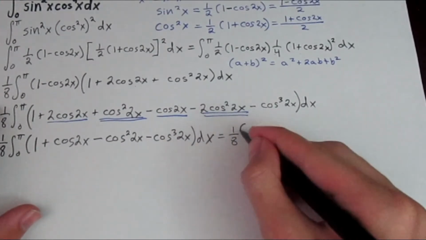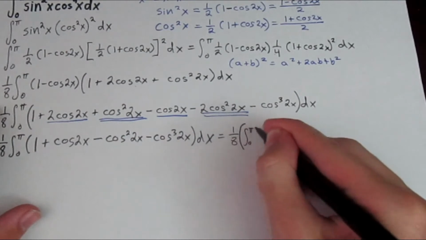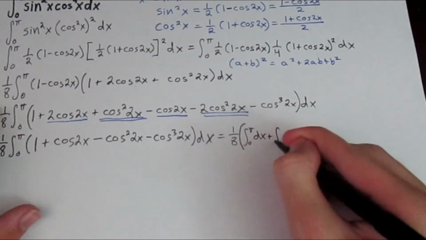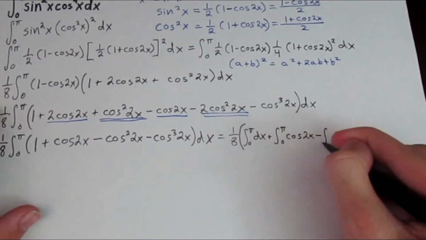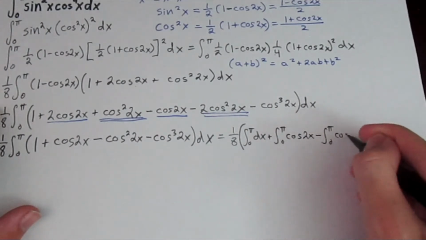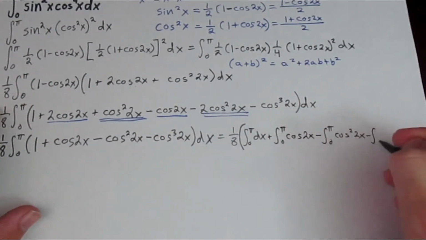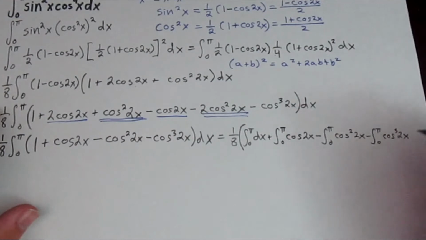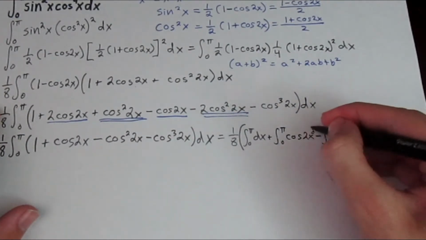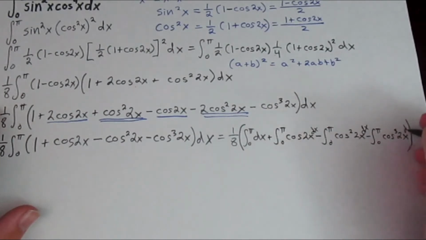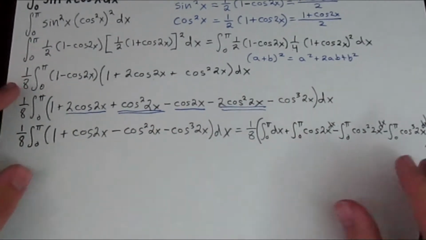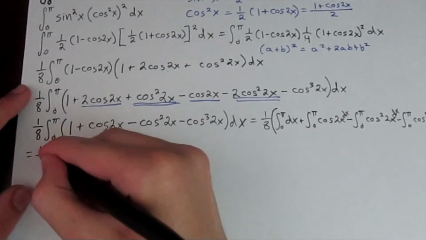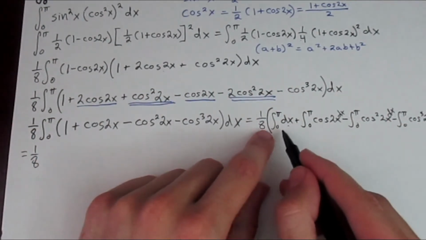So I have 1/8 times the integral from 0 to pi dx, plus the integral from 0 to pi cosine of 2x, minus the integral from 0 to pi cosine squared 2x, minus the integral from 0 to pi cosine cubed 2x, and do not forget the dx like I momentarily did. Okay, I was running out of room anyway, so this equals 1/8. Now let's just tackle this one first.